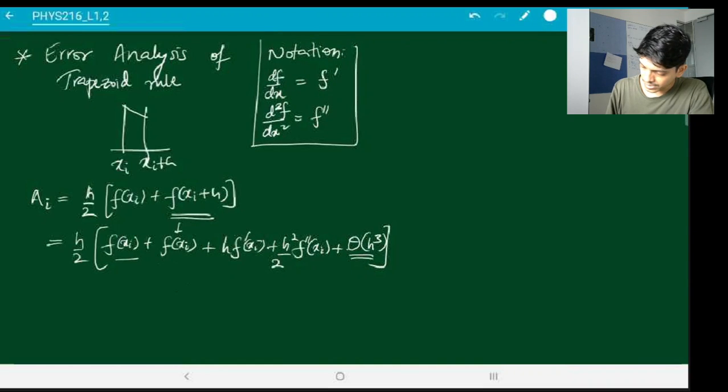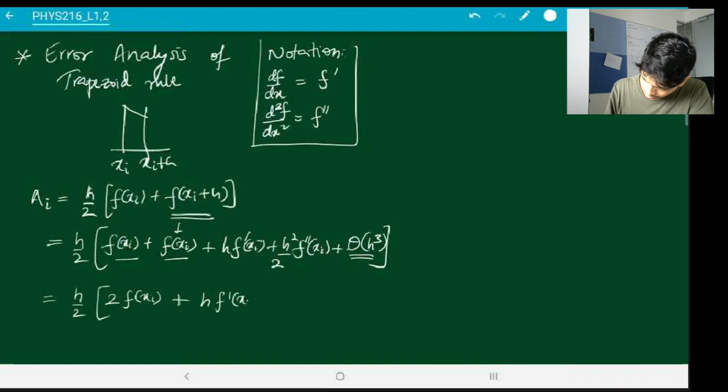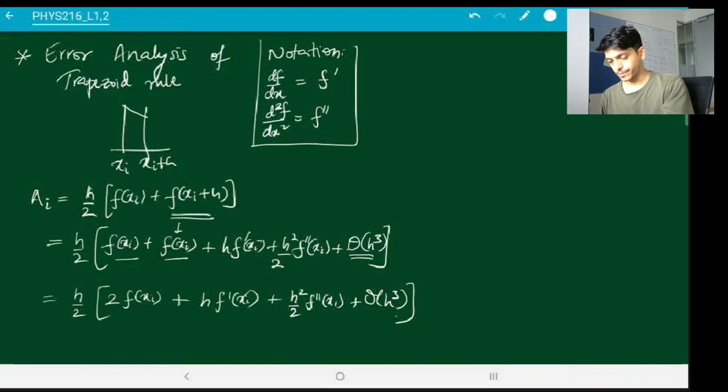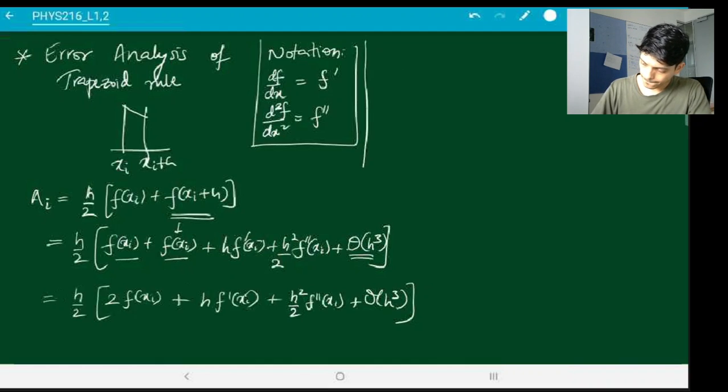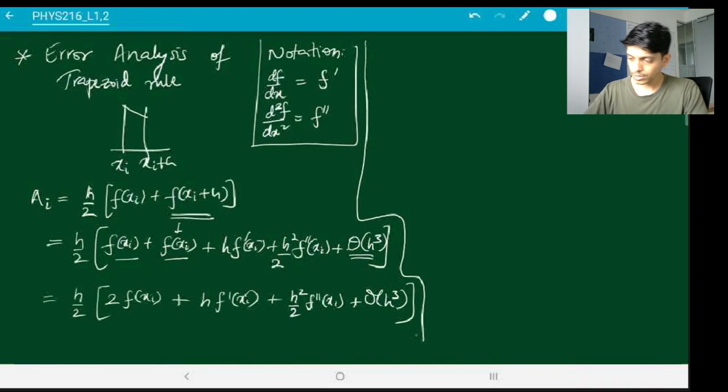So here we have f of xi plus f of xi plus h. So I get h by 2 times twice f of xi plus h f prime xi. Okay, so this is the area of this one trapezoid. But now let's try and find what the actual answer would have been.